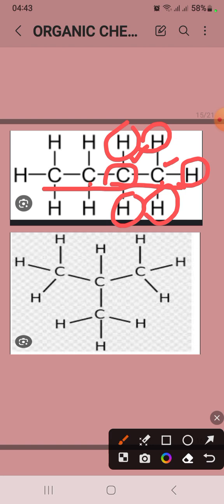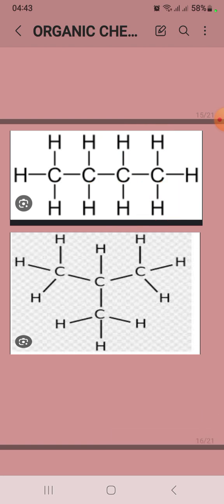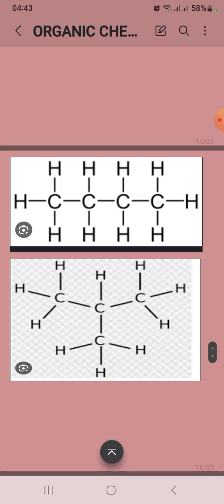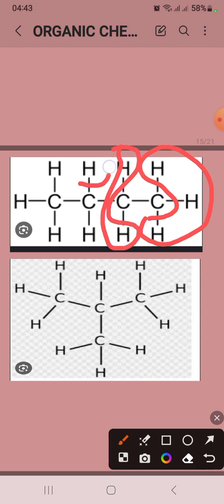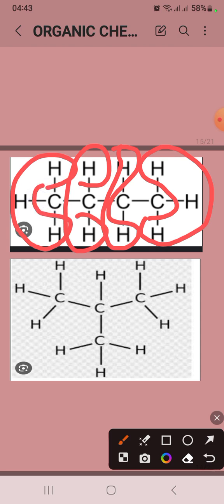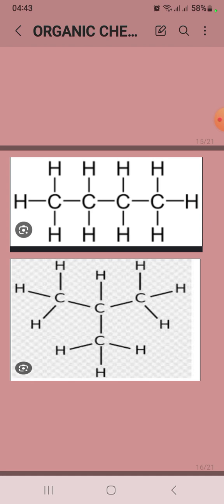So now you can see that the first carbon atom is joined with 3 hydrogen atoms. These are the 3 hydrogen atoms that are joined to the first carbon atom. The second carbon is joined with 2 hydrogen atoms. The third is also joined with 2 hydrogen atoms, and the last carbon atom is joined again with 3 hydrogen atoms. Got it? This was the structure of n-butane, means straight chain butane.